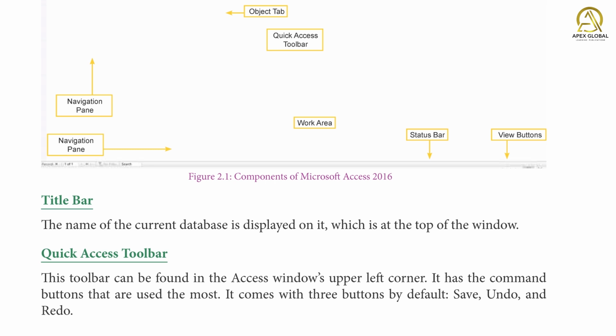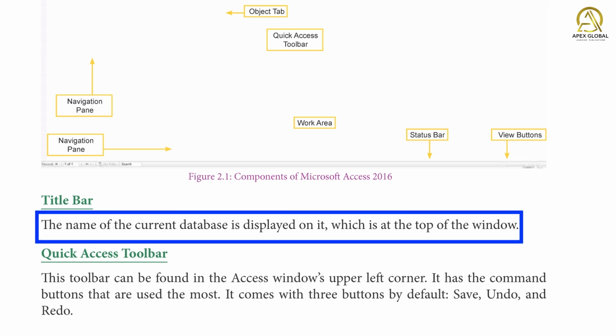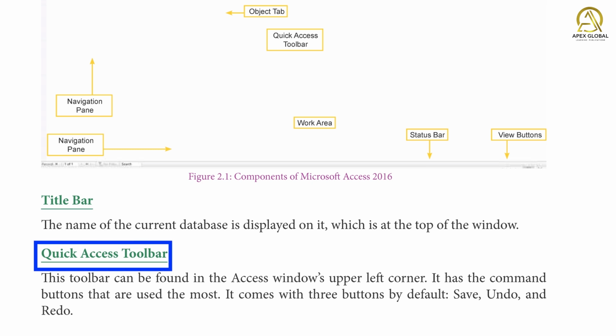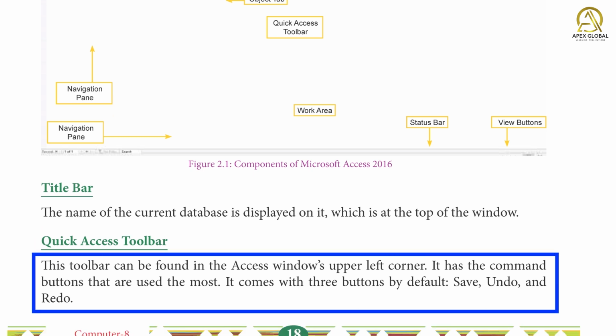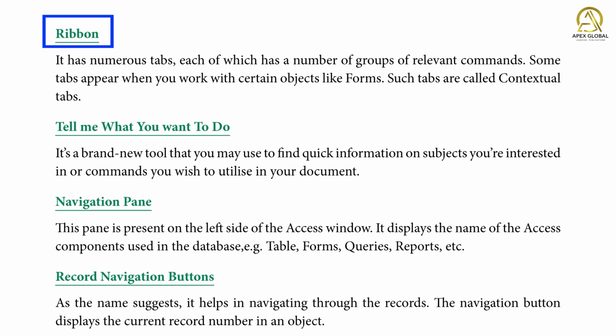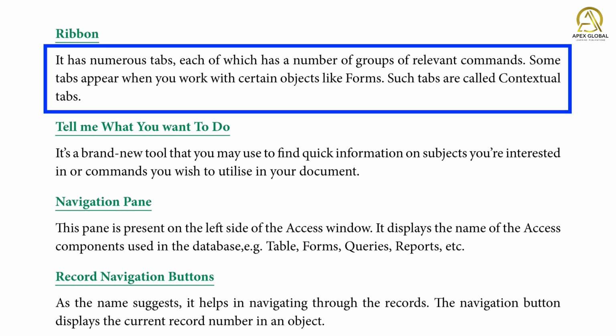Title bar. The name of the current database is displayed on it, which is at the top of the window. Quick Access toolbar. This toolbar can be found in the Access window's upper left corner. It has the command buttons that are used the most. It comes with 3 buttons by default: Save, Undo and Redo. Ribbon. It has numerous tabs, each of which has a number of groups of relevant commands. Some tabs appear when you work with certain objects like forms. Such tabs are called contextual tabs.